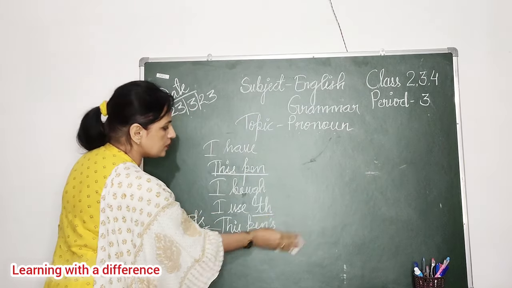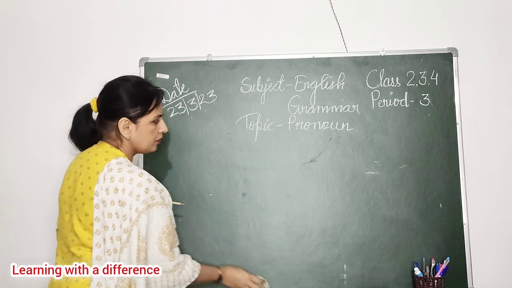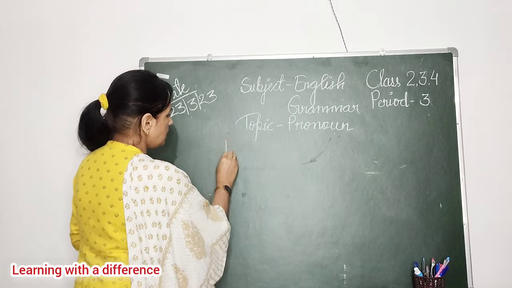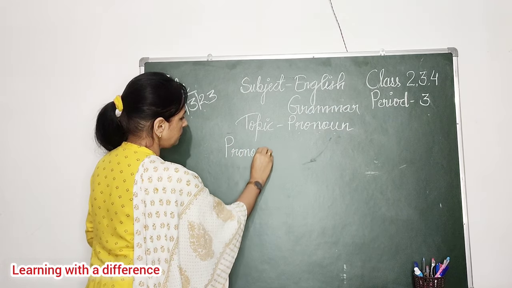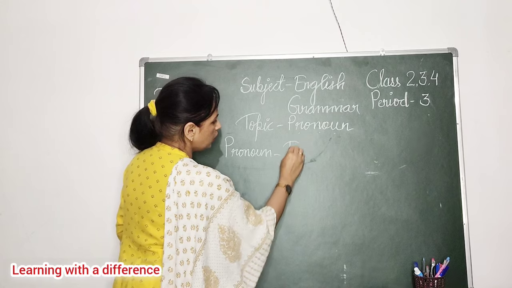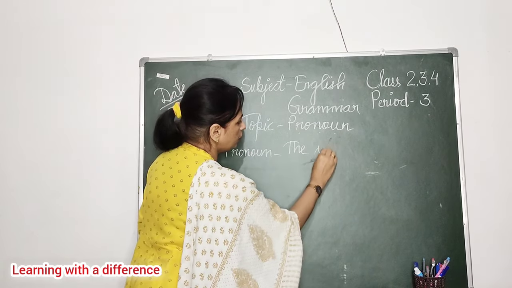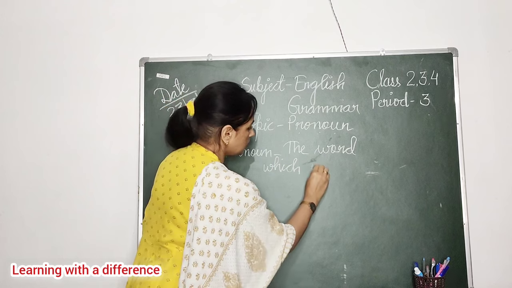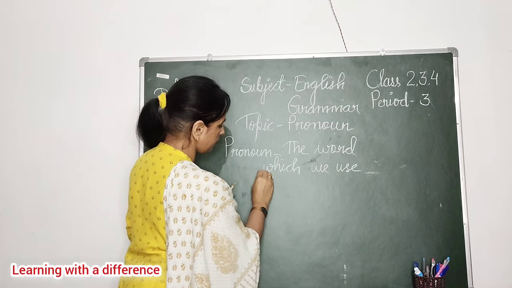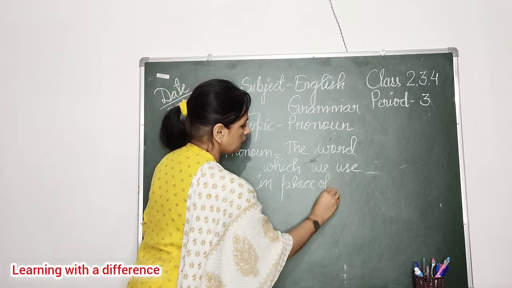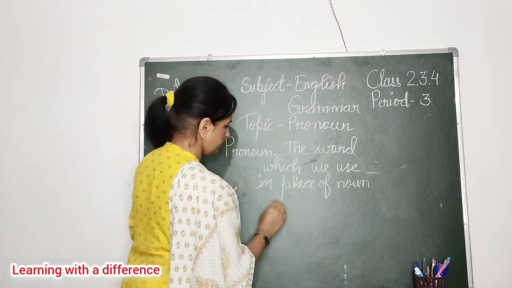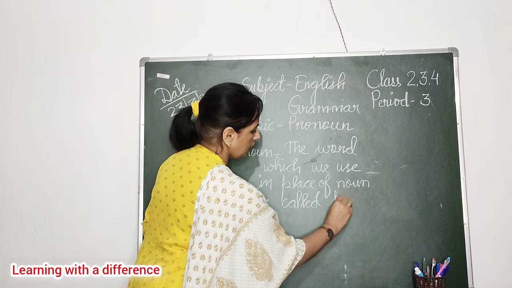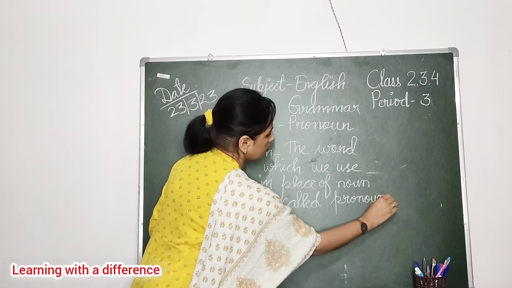The words which we use in place of noun are called pronouns. Okay? See, here, what is pronoun? The word which we use in place of noun or naming words is called pronoun. उसी को हम pronoun बोलते हैं. Got it? Clear? Clear है?